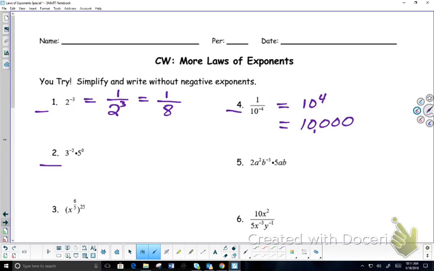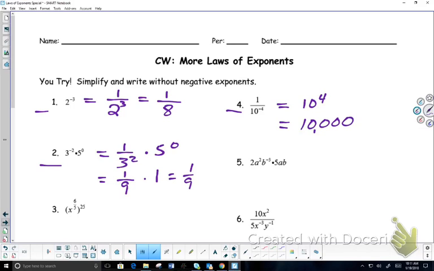Then we've got this right here. Well, this would be 3 to the negative 2. Once again, I'll deal with the negative first. So I got this 5 to the 0. Well, 1 over 3 squared is 9, 1/9. 5 to the 0 is 1, so I end up with 1/9.